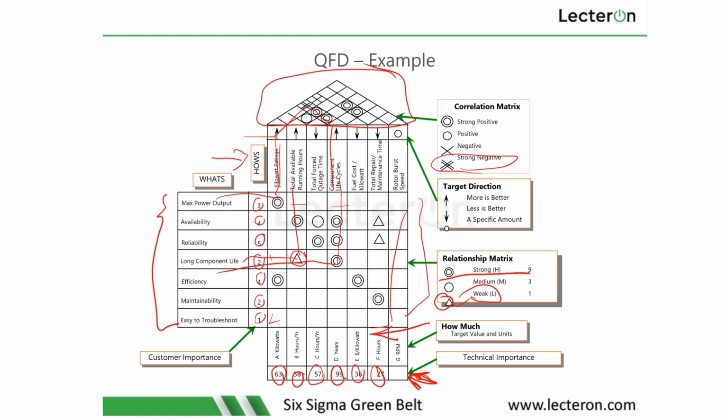Yeah, it's easy. If you look at it this way, the total forced outage time goes this way, and then you go this way, you see that it has a strong positive relationship with the total repair and maintenance time. What you see in this column are the target directions: more is better, less is better, or you have to hit a specific amount.